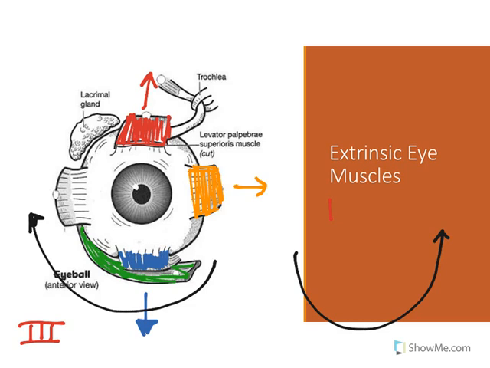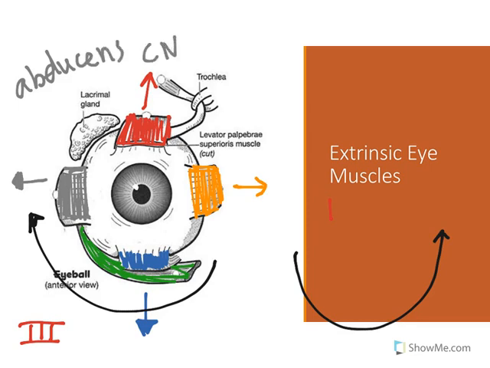Now we're left with 2 muscles. I'm just going to do gray. This one is that lateral rectus muscle. Lateral rectus muscle moves the eye to the side laterally, and that one is innervated by your abducens nerve. So abducens nerve, which is cranial nerve number 6.